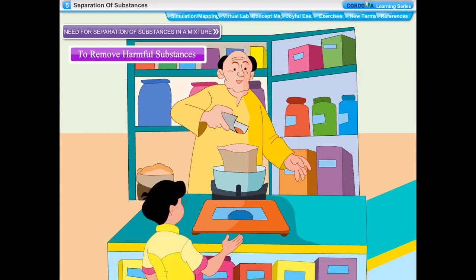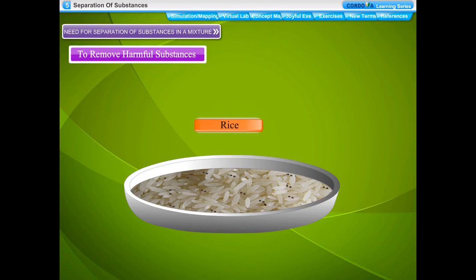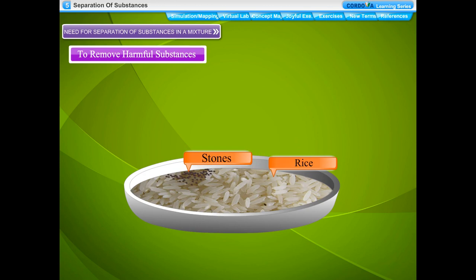To remove harmful substances. We buy wheat, rice and pulses from the market. These food grains usually contain small pieces of stones and insects. These pieces of stones and insects are harmful to us. So, we separate them from wheat, rice and pulses before using them.